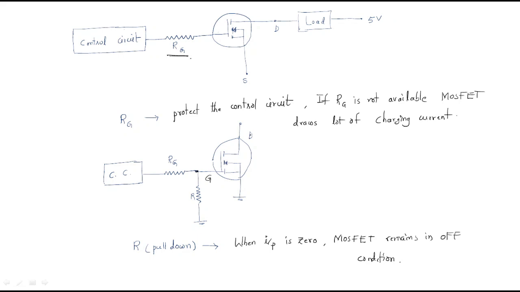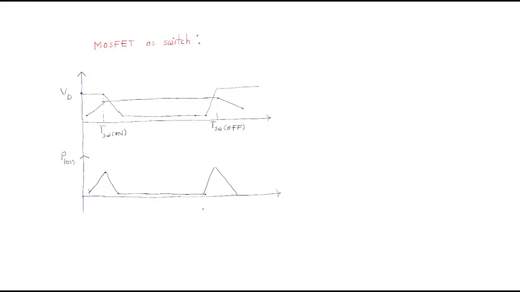So in order to operate a MOSFET as a switch, you require two resistances. One is the gate resistance, another one is the pull down resistor. This pull down resistor is used when input is 0, in order to maintain the MOSFET in the off condition. That's why, to operate as a switch, the control circuit consists of one gate resistor and another one, the pull down resistor.